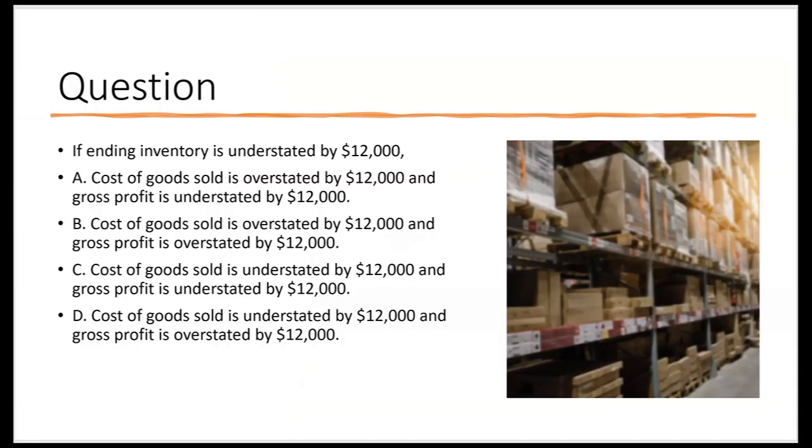All right, let's try this one. If ending inventory is understated by 12,000, okay, ending inventory understated, the first thing we know is that cost of goods sold has to be overstated. So A and B are looking good. C and D have to be wrong.